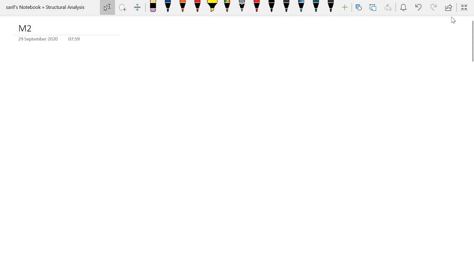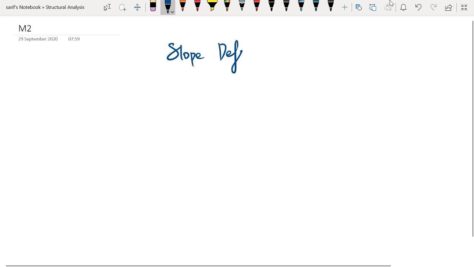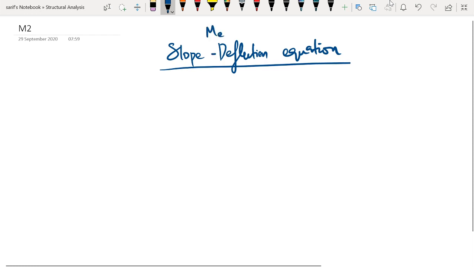Dear students, in this lecture, we will be discussing the basic concept with regard to slope deflection equations. So, in this module, we will be discussing the slope deflection equation. This is part of our module 2, and from the terms itself, you can understand that slope and deflection are both related to displacement. So, it's a displacement method of analysis.